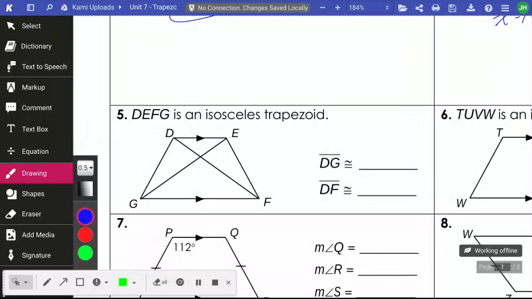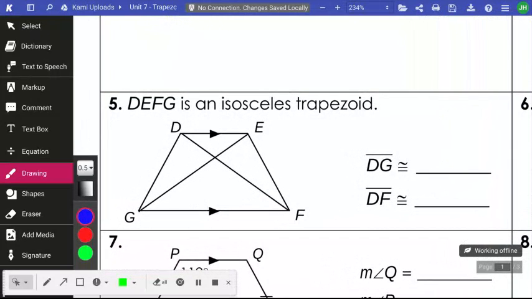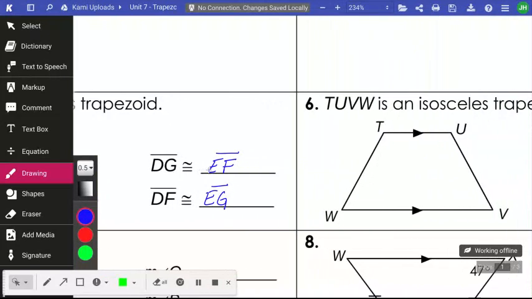All right, DEFG is an isosceles trapezoid, so that means the list we had before is true. It says DG, that's this side here, and this side are going to be congruent. Those opposite non-parallel sides are going to be congruent. So DG is congruent to EF. You're just completing that congruent statement. And then DF is this diagonal, and we learned in the properties above that diagonals are congruent. So if we have DF, then we have EG as congruent. So those are segments that are congruent.